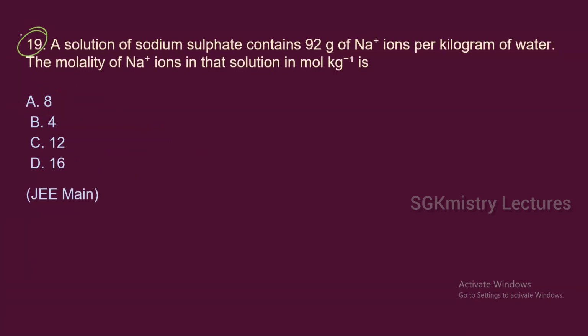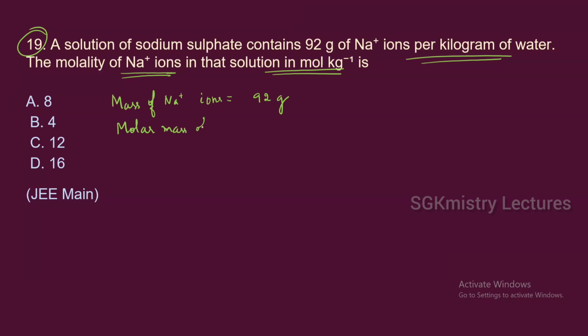Next, question number 19. A solution of sodium sulfate contains 92 grams of Na plus ions per kilogram of water. The molality of Na plus ions in that solution in mole per kg is very simple. Now we know that the mass of Na plus ions is already given, that is 92 grams. Next, the molar mass of Na plus ion. So we know that it is 23 gram per mole.